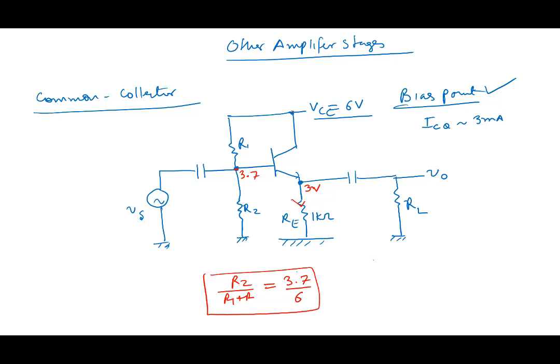The other thing that we said was that VCC by R1 plus R2, the current flowing in these branches, should be much larger than IB. IB would be 3 milliamperes divided by beta, so if we take beta equal to 100, this should be much larger than 30 microamperes, at least a factor of 10. So on that basis we will get some value of R1 and R2, which you can calculate.